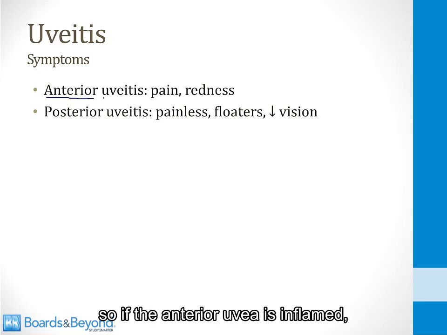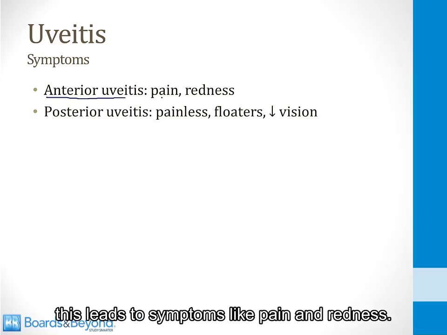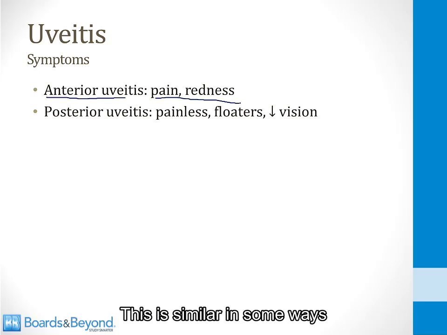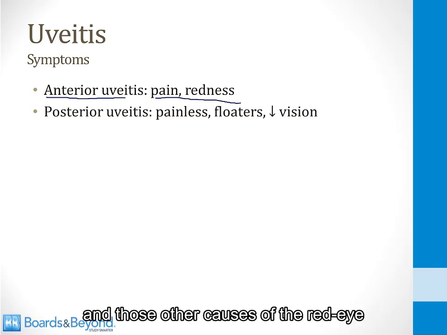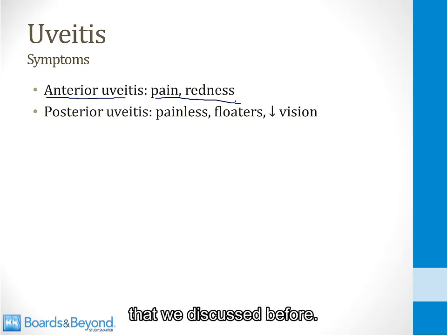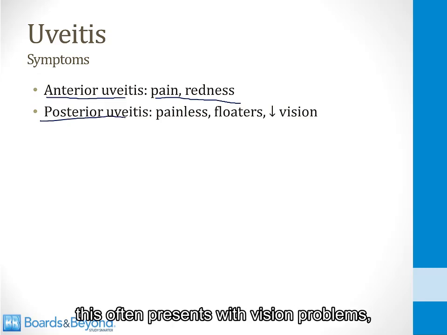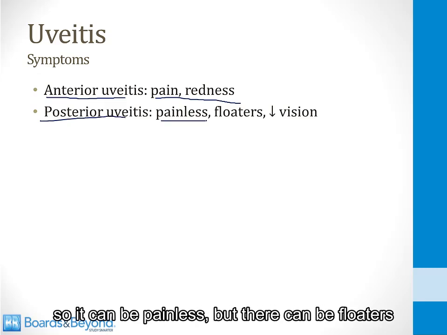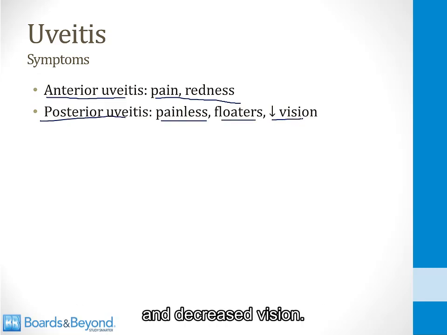So if the anterior uvea is inflamed, this leads to symptoms like pain and redness. This is similar in some ways to scleritis and conjunctivitis and those other causes of the red eye that we discussed before. If there's posterior uveitis, this often presents with vision problems, so it can be painless, but there can be floaters and decreased vision.